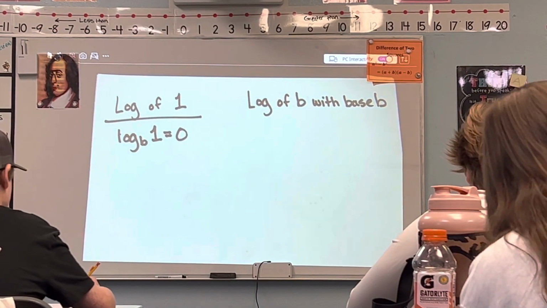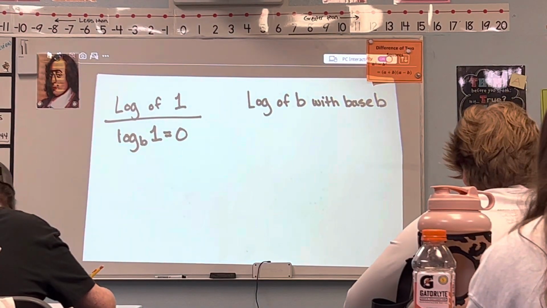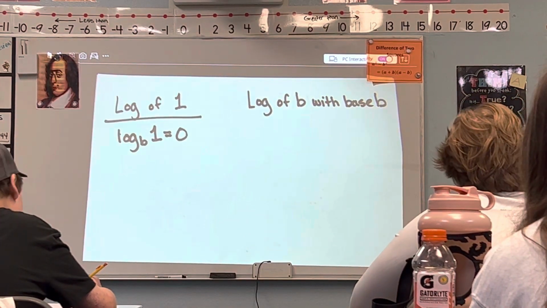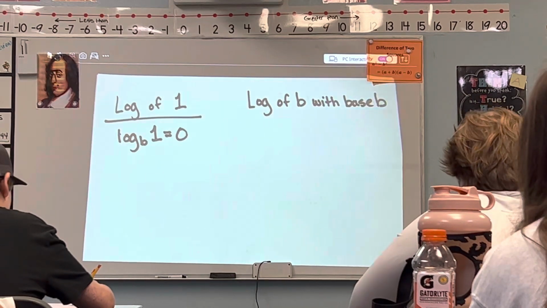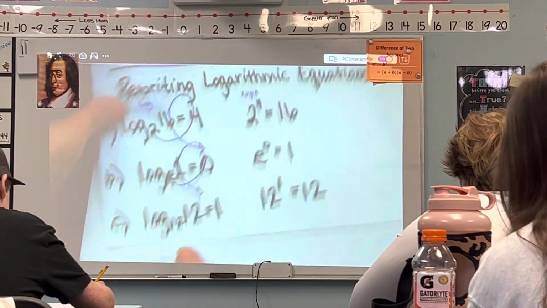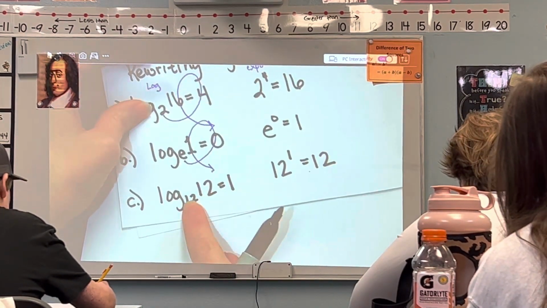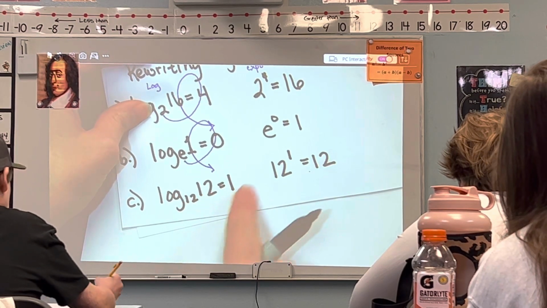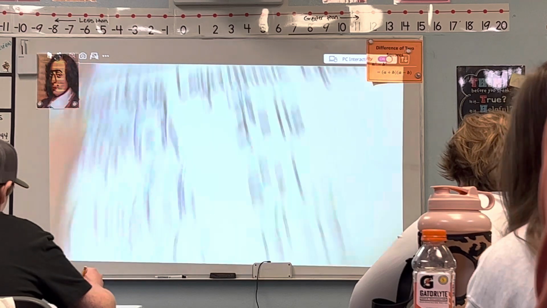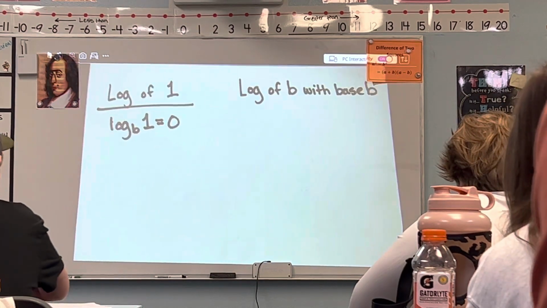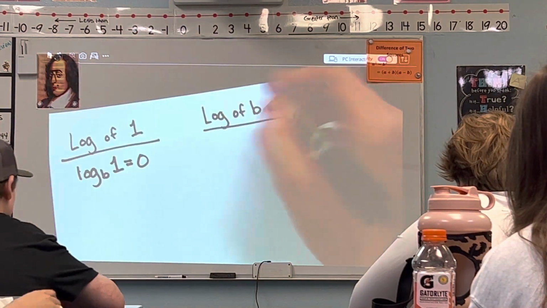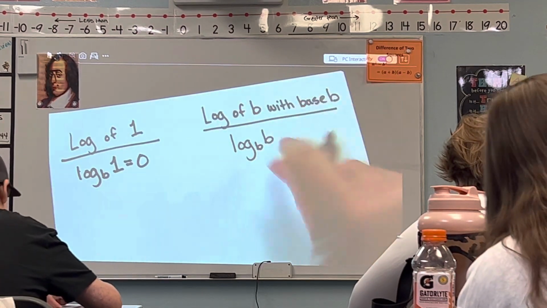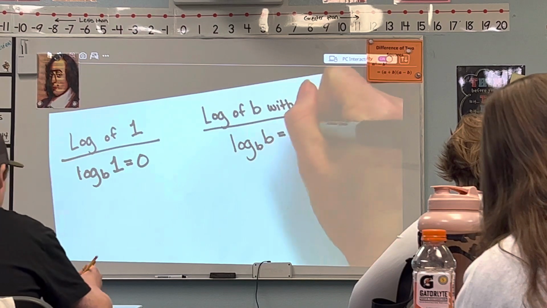Okay, if the base and the log match, let me see if I can find an example. We did one like that. So this one. If the base and the log match, what is it going to equal always? 1. Because this number to the first power will equal itself, right? So if they match, log base b of b, if they're the same number, it will always equal 1.